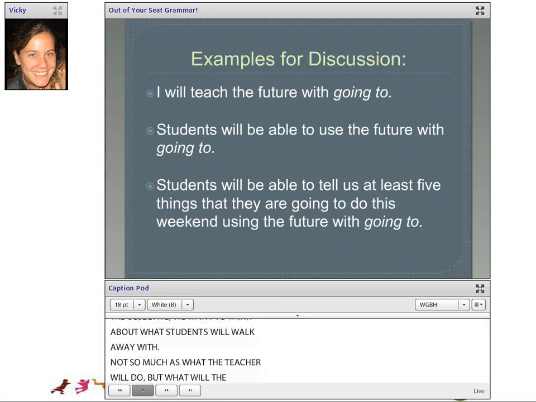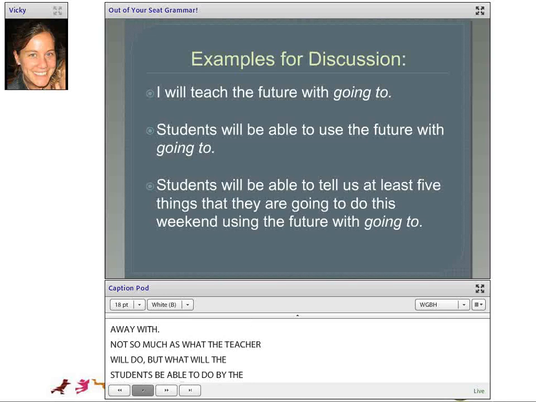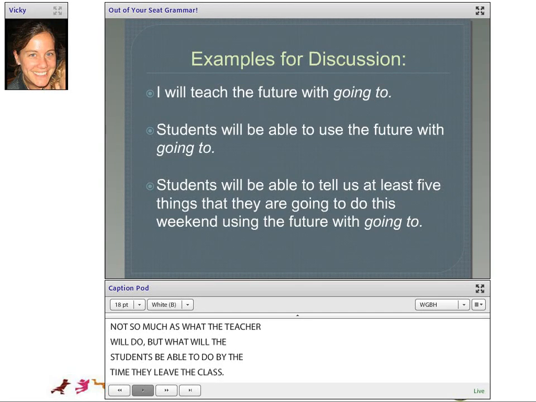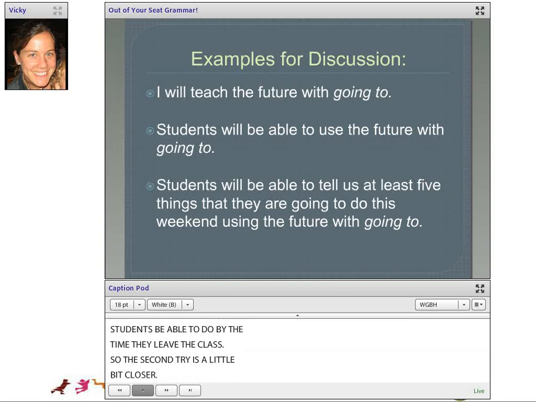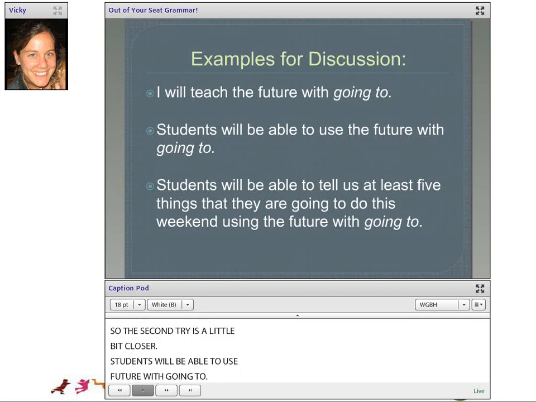And so the second try is a little bit closer. Students will be able to use future with going to. So this is stating what students will be able to do at the end of the class, which is good.